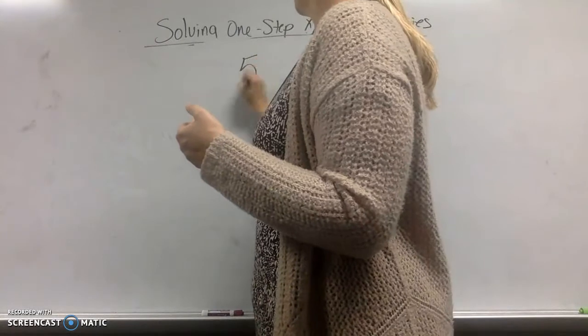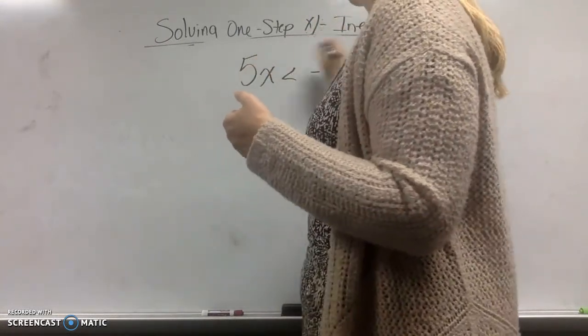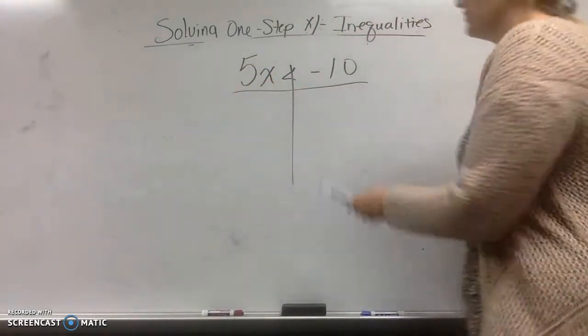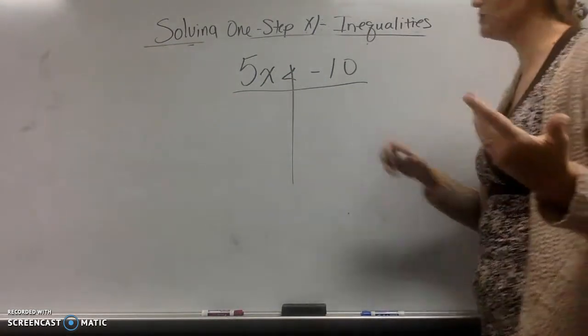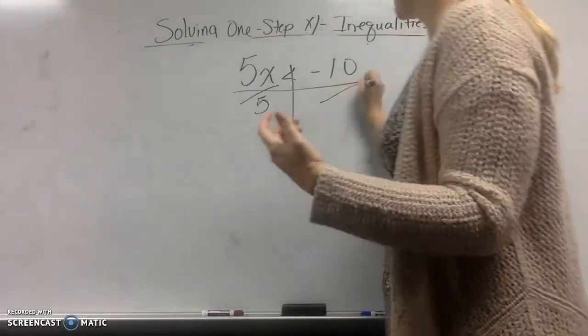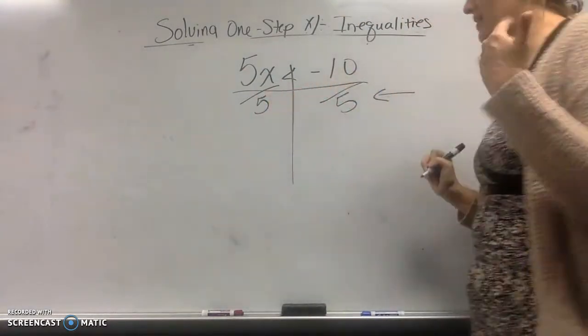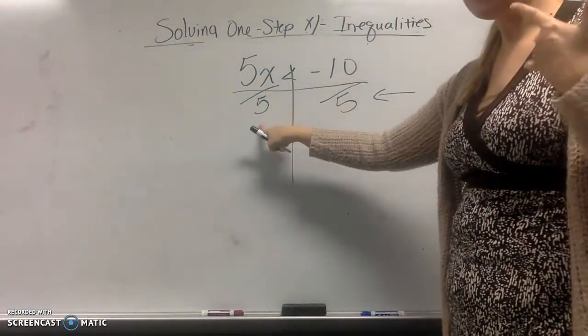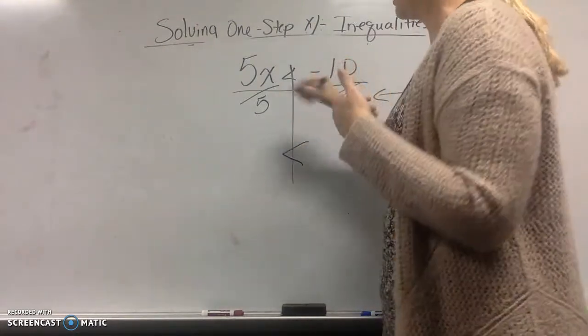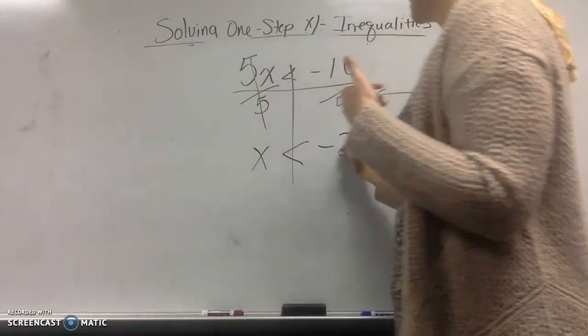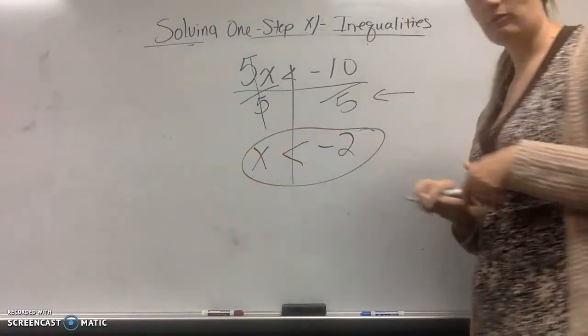If I give you this. Now, a lot of people think, oh, I see a negative, so I'm going to flip the sign. You will not, because if we go through the process, we're going to divide both sides by a positive 5. Again, you're looking at this number. This number is a positive, so we do not flip the sign. It's going to stay the same. It doesn't matter if that's a negative. This is x is less than negative 2. And that would be our final answer.